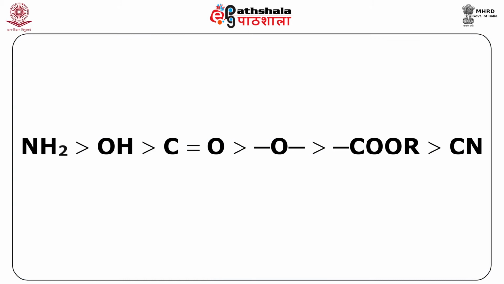The strength of the complex formation is in the following order, provided the complexation site of the molecule is not sterically hindered. First we have the amine, then hydroxyl, which is less than the carbonyl, then the ether, then the ester, and then the nitrile. That means the highest complexation facility is with the amine and the lowest is with the cyanide or the nitrile.